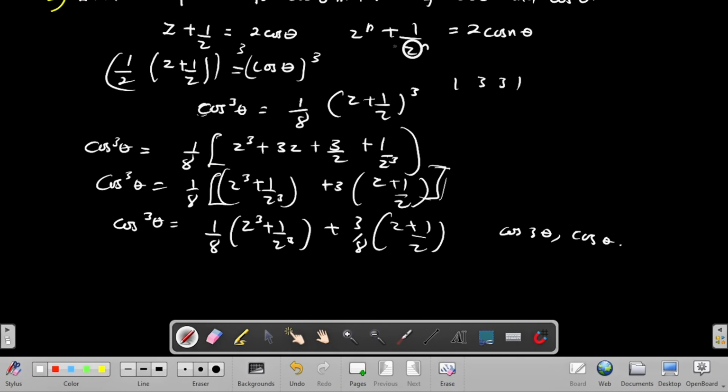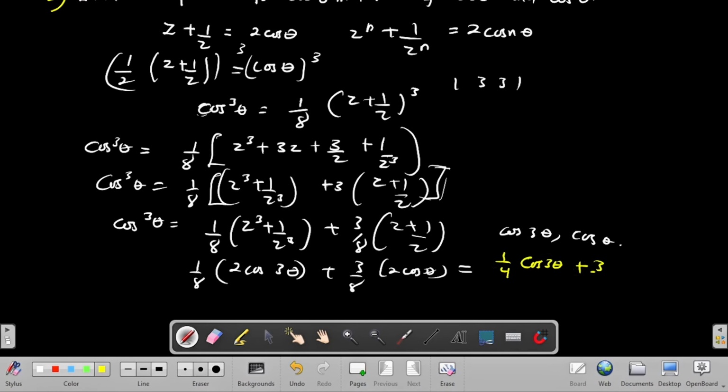So let's come here. What does this mean? Z to the power n plus 1 over z to the power n is always equal to 2 cos n theta. So meaning this becomes what? 2 cos 3 theta. Then this multiplies the 1 over 8 we have outside, nicely. Plus 3 over 8. This becomes what? 2 cos theta. So that our final answer becomes 1 over 4 cosine 3 theta plus 3 over 4 cos theta, and that is our answer.